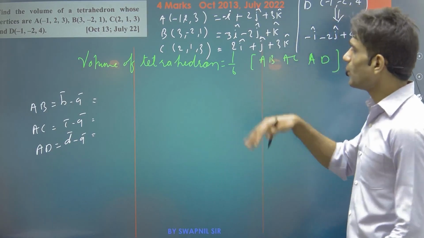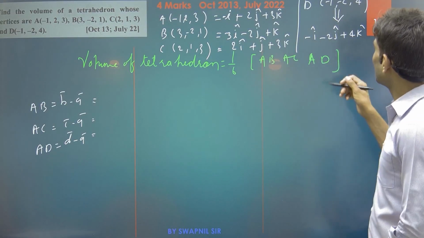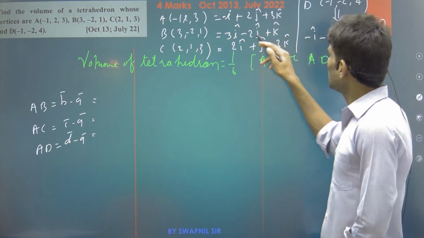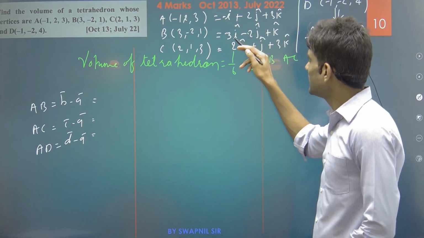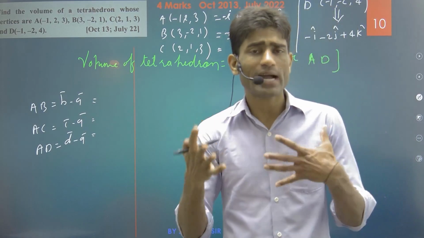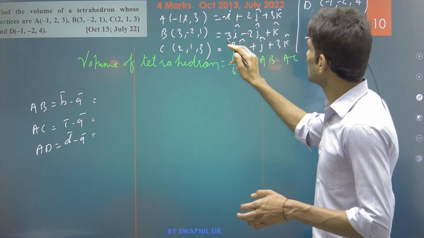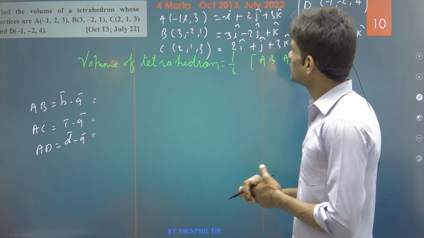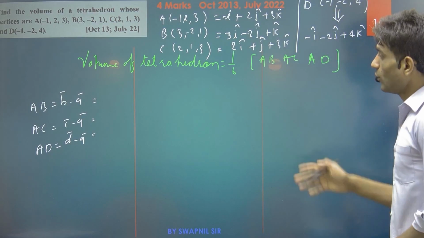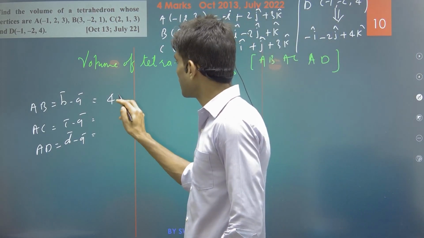Now we want the value for AB, that means the position vector B bar minus position vector A bar. Okay, so we have to subtract similar types of coefficients, like i with i, j with j, and k with k. So 3 i cap minus of minus i cap, we can write as 4 times i cap.